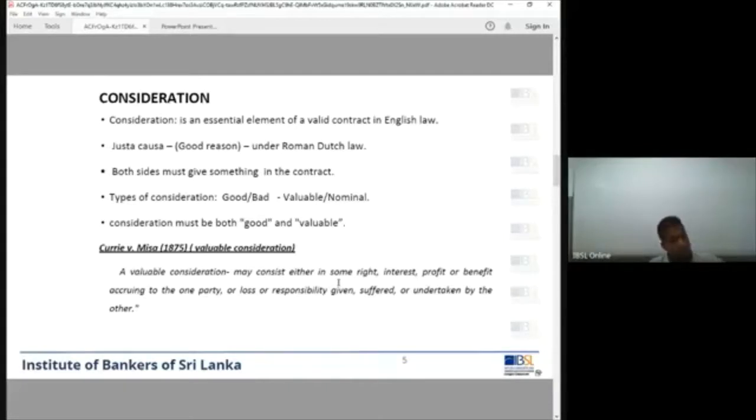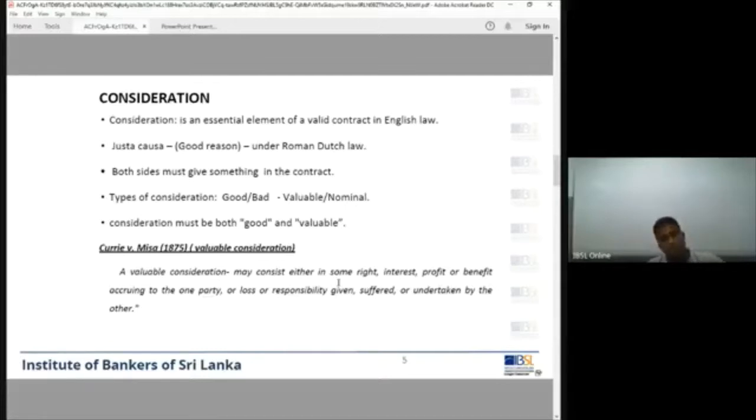Then we take another example. The gift. Gift is a concept or a contract governed under Roman Dutch law. So in Sri Lanka, when we gift, for example, your parent gifts a land to you, right? It's a gift. It's a legally enforceable contract, a legally valid contract.